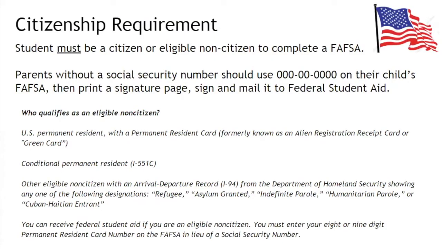The citizenship requirement. The student must be a citizen or eligible non-citizen to complete a FAFSA. And this is described within the FAFSA through a hyperlink. So you can always click on that if you're not sure if you're an eligible non-citizen or not. However, if your parents are neither citizens nor eligible non-citizens, that's fine. They will just enter zeros anywhere a social security number is requested.